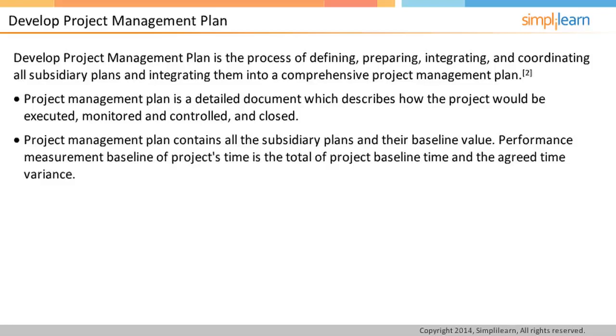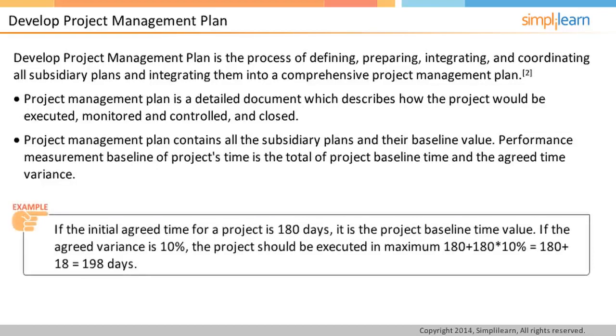For example, the Time Management Plan section would have mentioned the time taken by a project. The period mentioned in the Project Management Plan is 180 days. This 180-day period is also called the baseline time value. Therefore, the baseline value is the initial agreed value in the project management plan. So, if the time variance agreed in the plan is 10%, the project should be executed in maximum 180 plus 180 multiplied by 10%, which is 180 plus 18, which is 198 days.